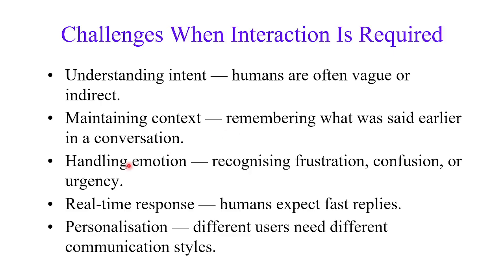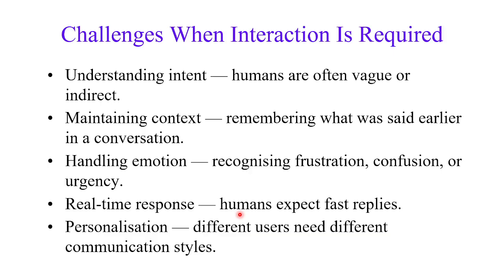The third one is handling emotion. Humans bring emotional states into interactions. So, if a user is frustrated or confused, the AI must recognize that and respond appropriately, not just logically but empathetically. The fourth one is real time response. Humans expect fast replies. A 1 second delay might feel acceptable, but a 5 second delay feels broken. So, this puts a lot of pressure on latency and computational speed.